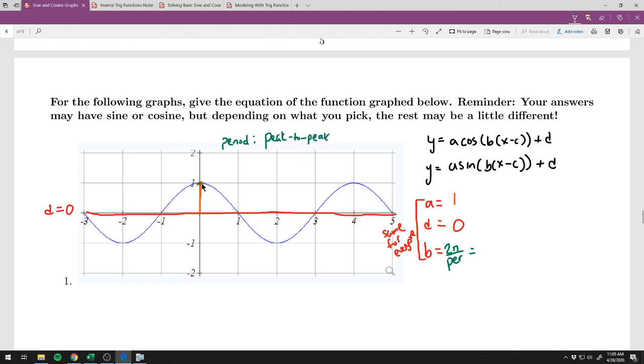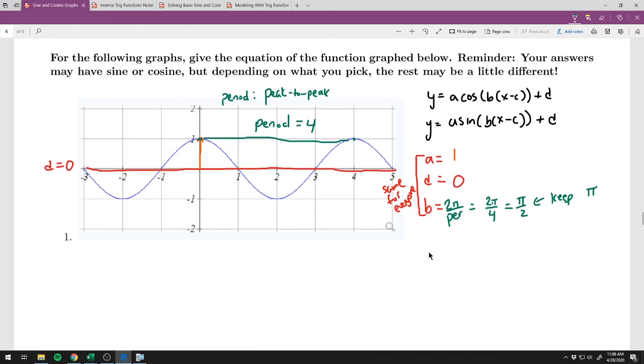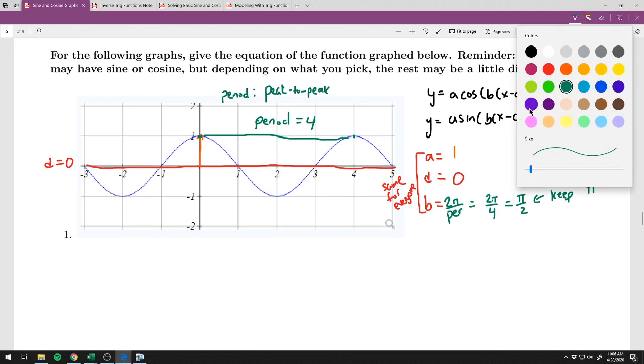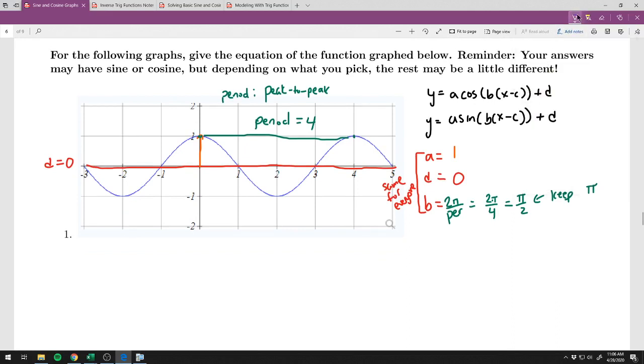All right, so what I'm thinking about here, how far away are these two? And they are from x equals 0 to x equals 4, the period is 4. So that means B is 2 pi over 4, which simplifies to pi over 2. And you want to keep pi in there. Do not type that in your calculator. Okay, so that is A, B, and D, and everyone will have the same A, B, and D. Your C can differ depending on which of these you use.